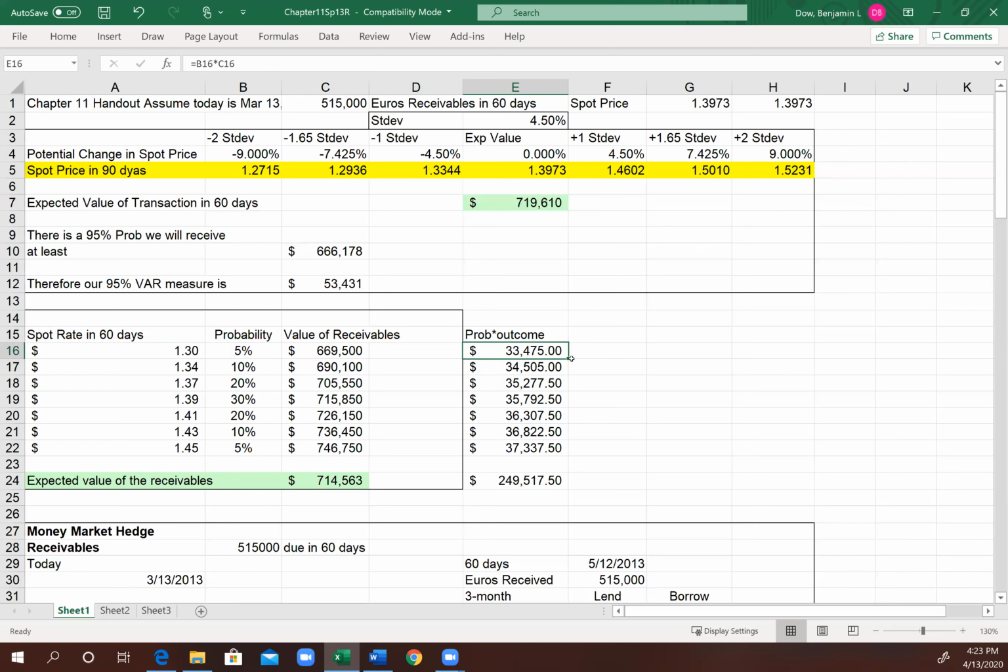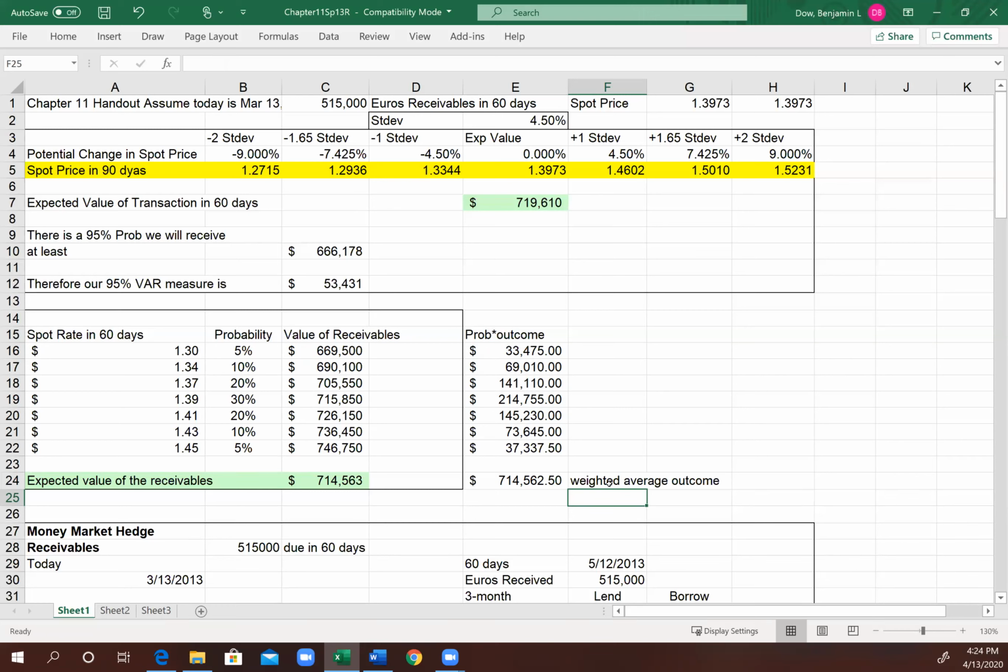probability times the outcome, and sum them up, we get what's known as a weighted average outcome. So the probability times the outcome summed up gives us basically a weighted average.